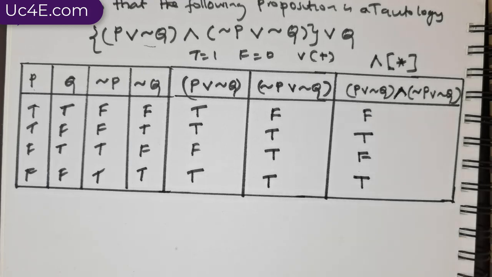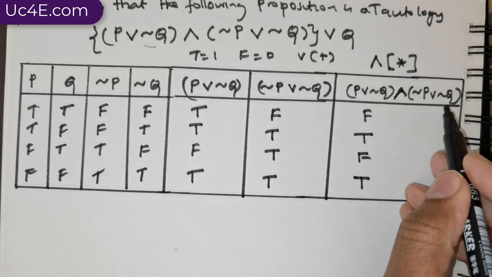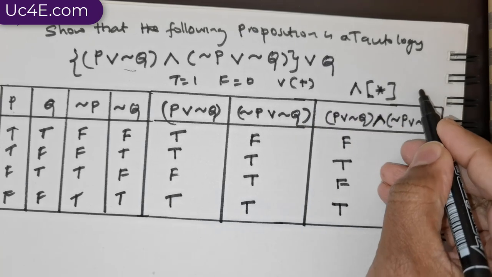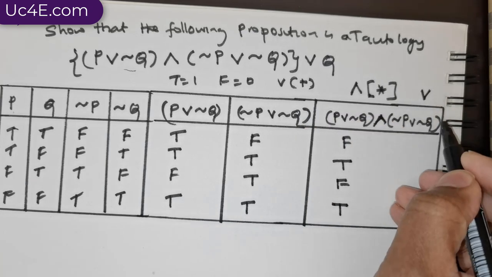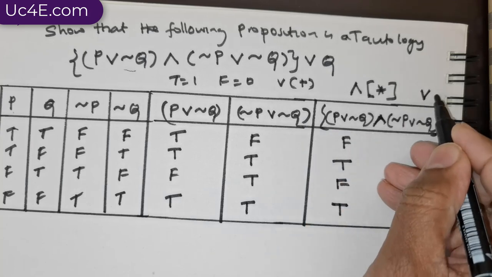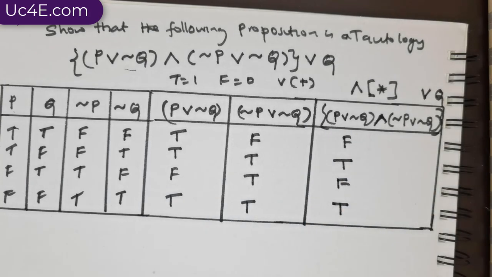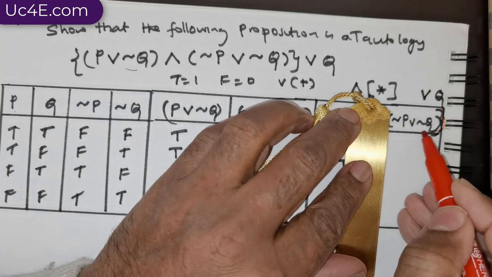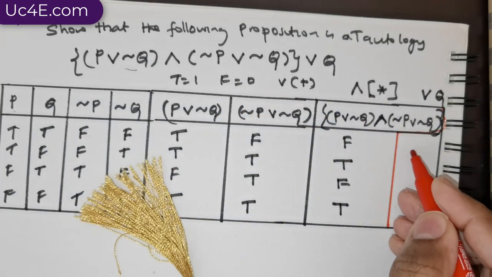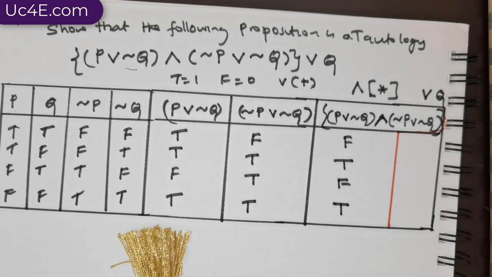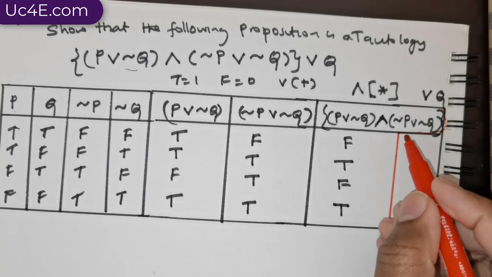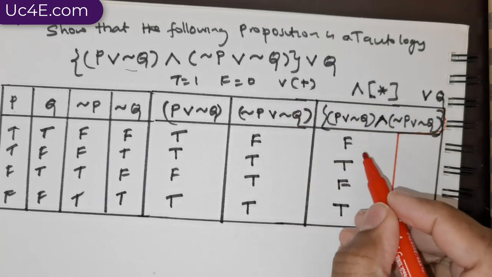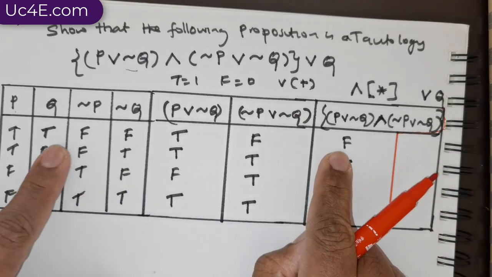Now we will have to perform the disjunction with Q. This entire thing is actually performing a disjunction with Q. So what I will do is squeeze the values over here. This is the output that we will get to place here. So we got this and we are performing a disjunction. As I told you, disjunction is addition. So this versus Q. Q is over here.